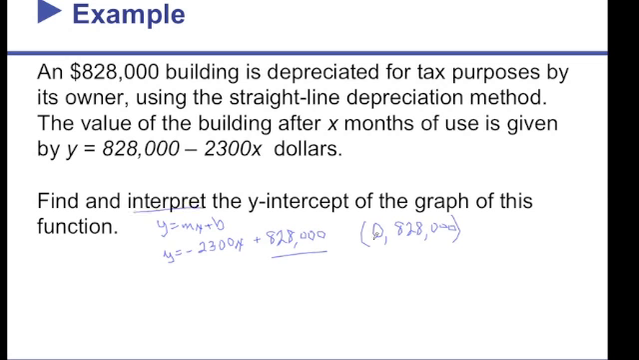Interpret that. What does that mean in the real world? That means that the original value of the building, this is after x months, after 0 months for x equals 0, is $828,000.